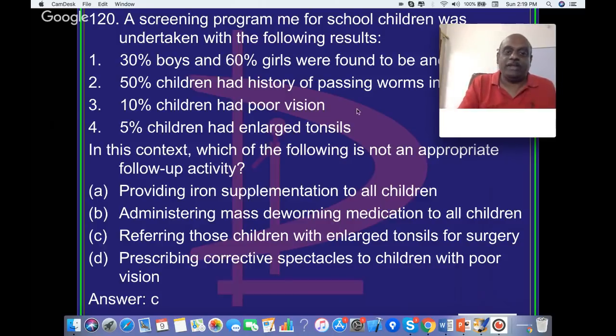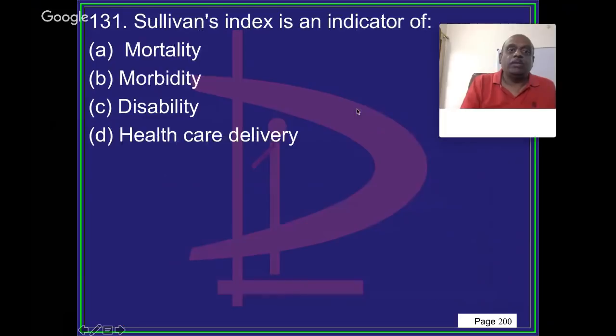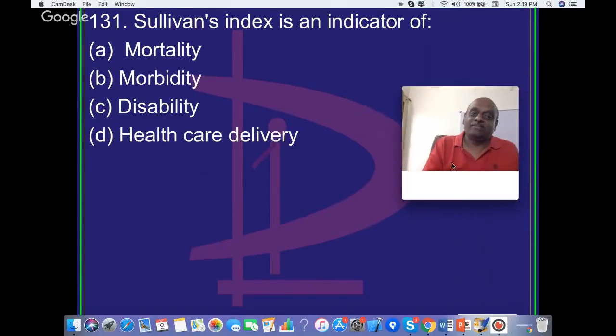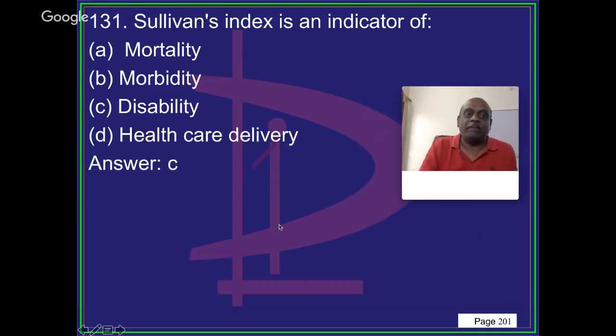Question number 120. Now, Sullivan's index. The cheapest question on the planet Earth. Disability index. 131. Should your answer? Disability index is what you need to remember.